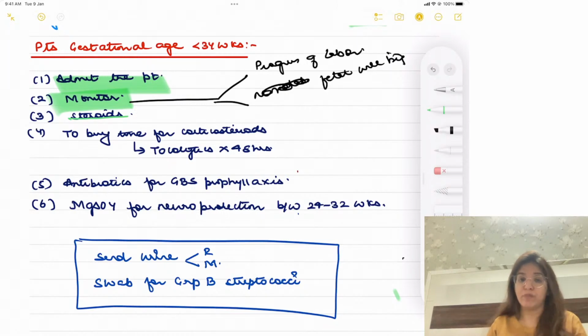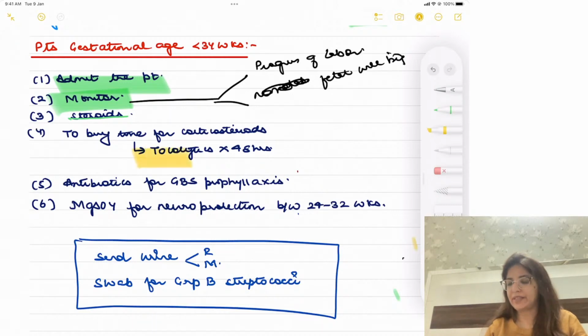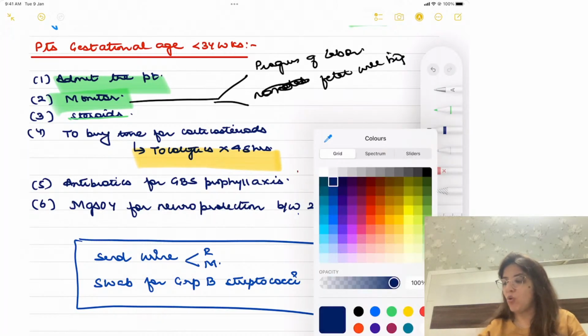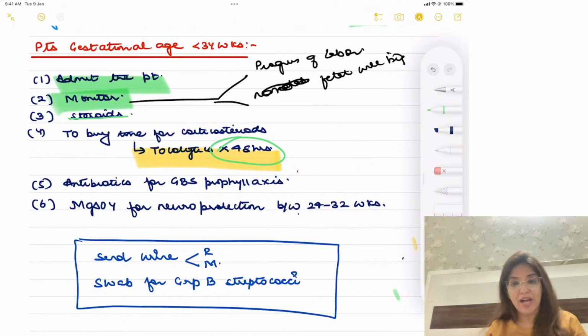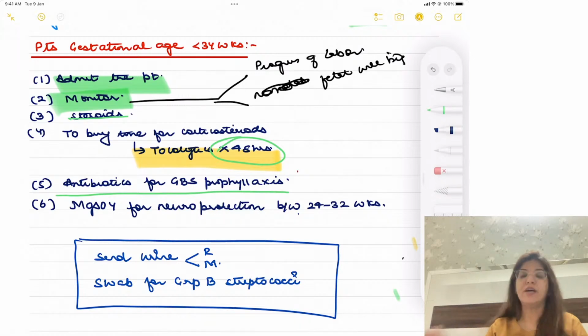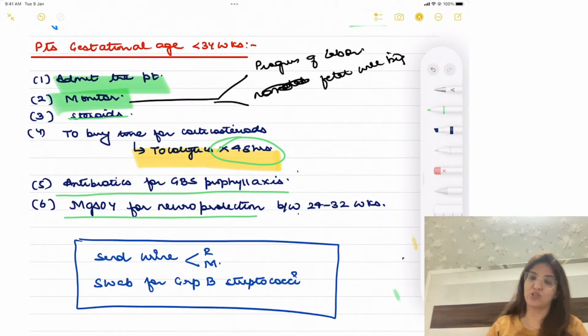So to buy time for corticosteroids to act, I am going to give them tocolytics, right? Please remember that tocolytics are to be given only and only for 48 hours. And why am I giving tocolytics? I am giving tocolytics so that I can get time for corticosteroids to act, right? Apart from that, in this category of patient also, you have to give antibiotics for group B streptococci prophylaxis, and also you have to give them magnesium sulfate for neuroprotection.